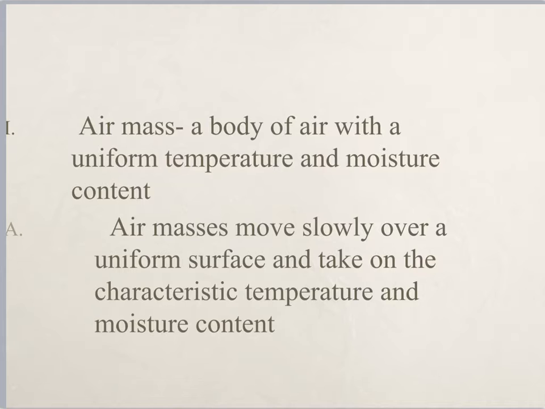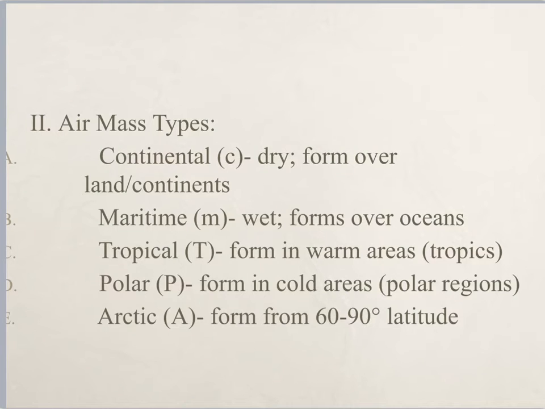Air masses move slowly over a uniform surface and take on the characteristic temperature and moisture content of that surface. So if it's over land, it's going to be dry. If it's in the tropical regions, it's going to be hot. There are 5 types of air masses. The top 4 are the most common.